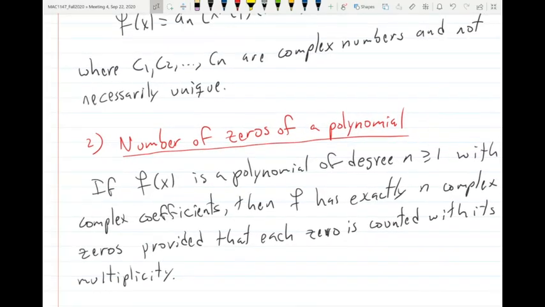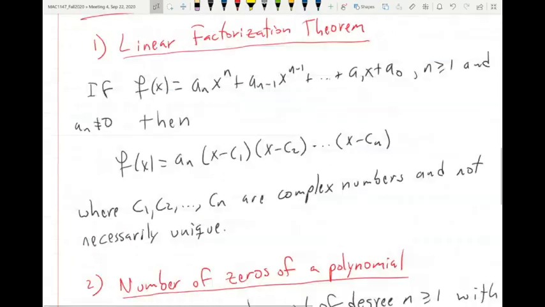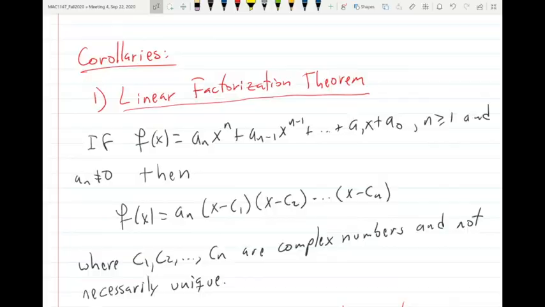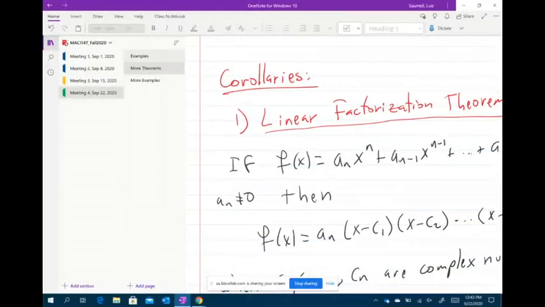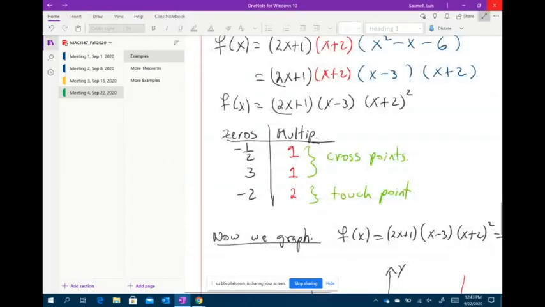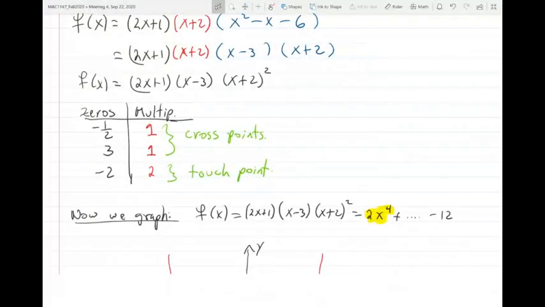All right, questions about the theorems that we discussed: the fundamental theorem of algebra, the linear factorization theorem, and the number of zeros. Do you have questions on this? Yes. In fact, Emily, we have been using the linear factorization theorem all along. Look, you want to see examples? Here are 2 examples.